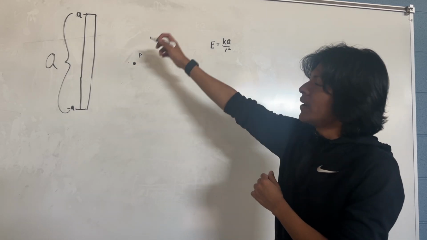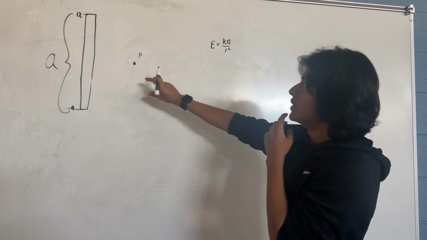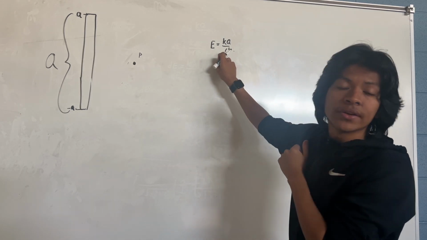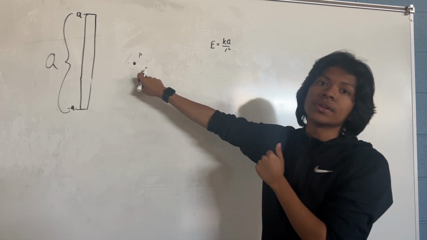So here we have a line that has an evenly distributed charge of Q, and we want to find the electric field here at point P. Now, here I have the standard equation of an electric field, where we're going to be using this to find the electric field here at point P.